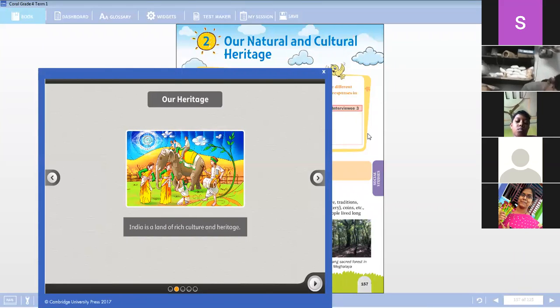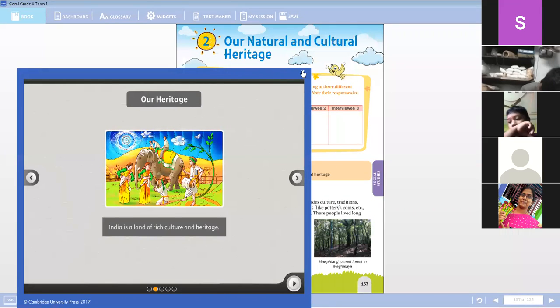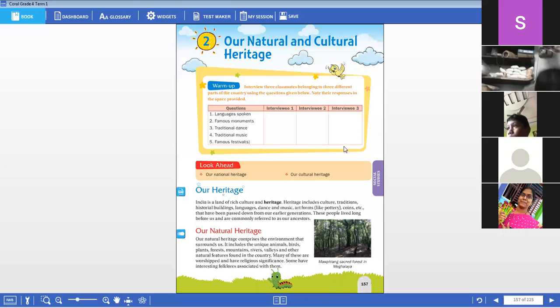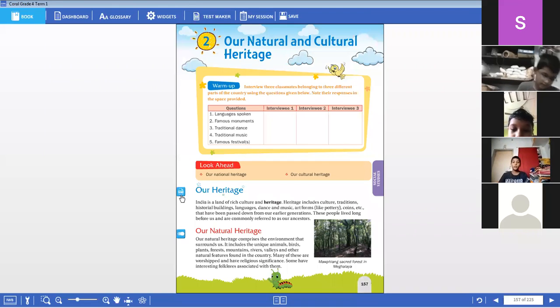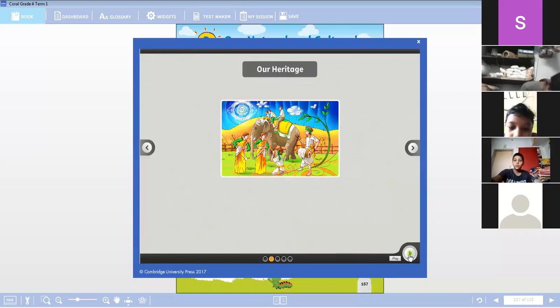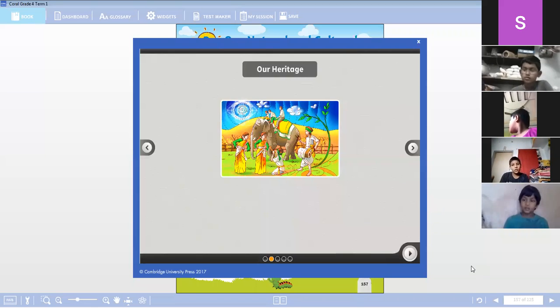We have asked you to complete some tasks in the warm-up session. Am I correct, children? In the warm-up session, take interviews from 3 persons from different places and ask them to write the language, tradition, dance, music, and all. If you see the USA, the United States of America, most of them will speak English or French. But what about in India? Not only 2 languages. There are many languages, right? Tamil, Telugu, Hindi, Malayalam, Marathi, Odisha, Punjabi, Kannada, there are many languages.